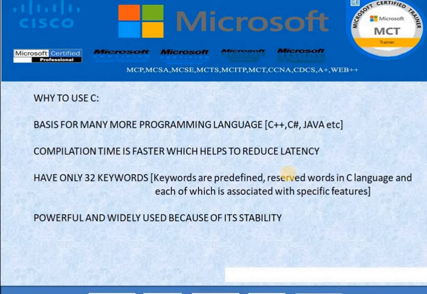Another best thing that I like most in the C programming language is we have only 32 keywords. You do not need to know more and more sophisticated keywords over here. Using these 32 keywords, you think about how powerful this is. Just know the 32 keywords and your work is done. Another important point is that C is used as the base of many other high-level programming languages in the market. It is powerful and widely used because of its stability. This programming language is quite stable. It's not going to change soon. So that's why we all prefer it.